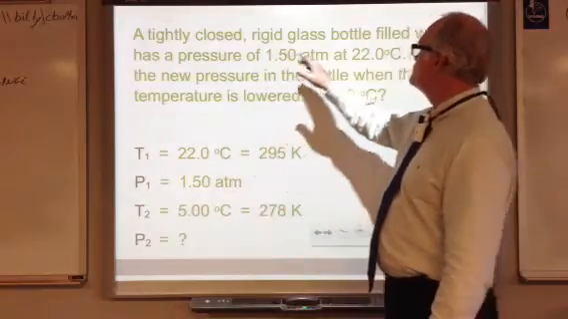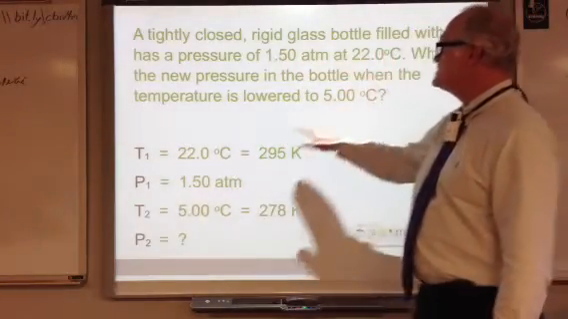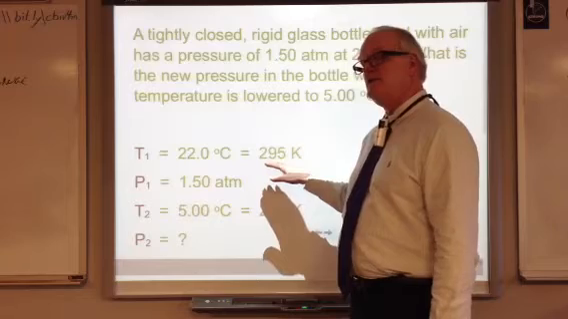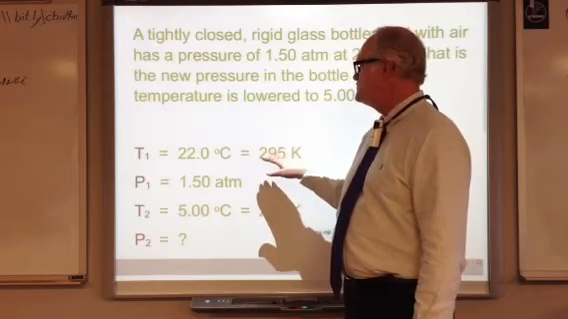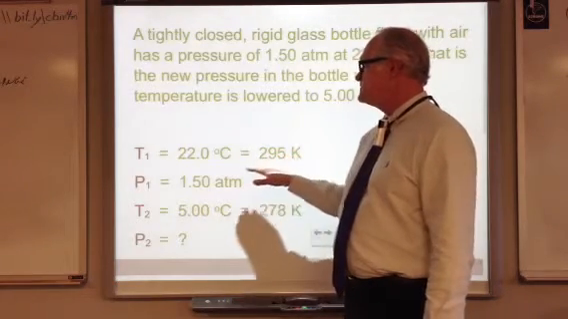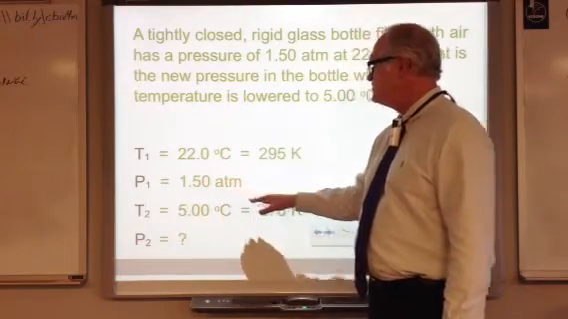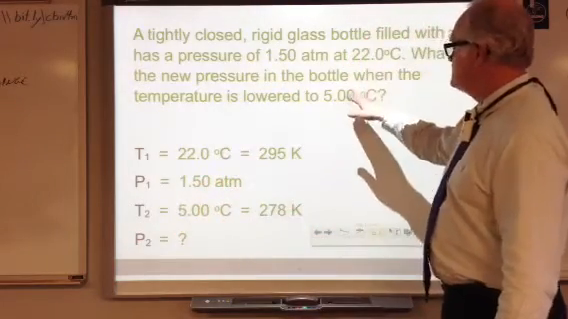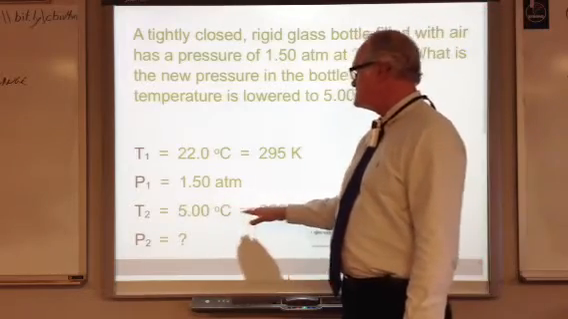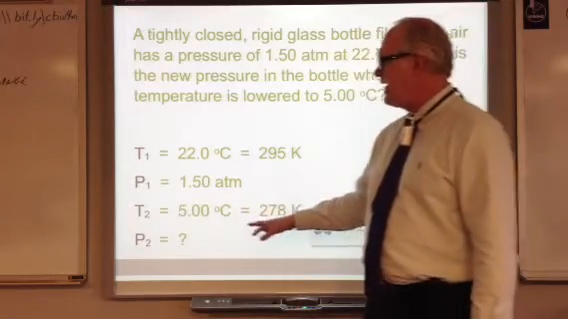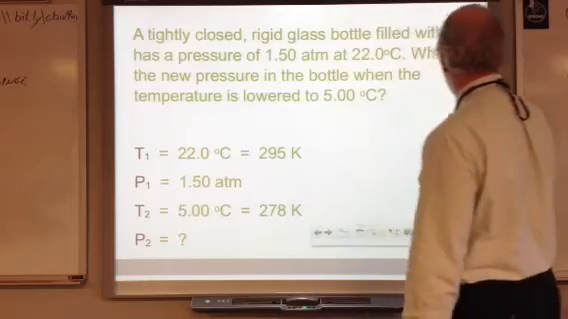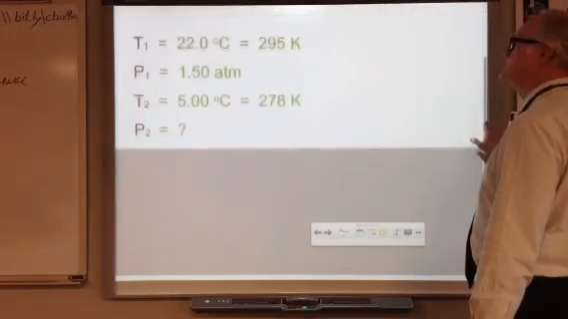we can see that our first temperature is 22 degrees Celsius, that's T1. We need to express it in Kelvin, so we added 273 to get the temperature in Kelvin. The original pressure, 1.5 atmospheres. Things change. The temperature goes down to 5 degrees Celsius, or 278 K, and we want to find out what the new pressure is when we make that change.